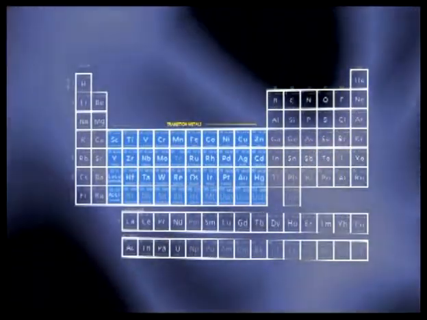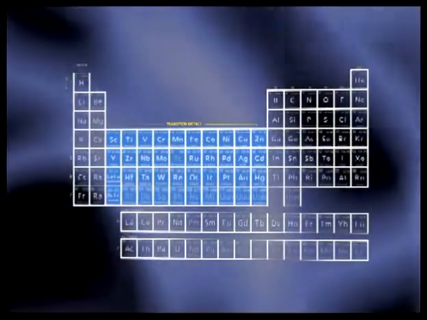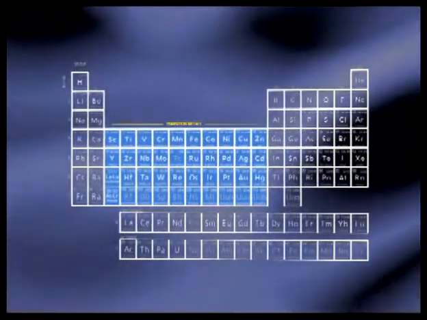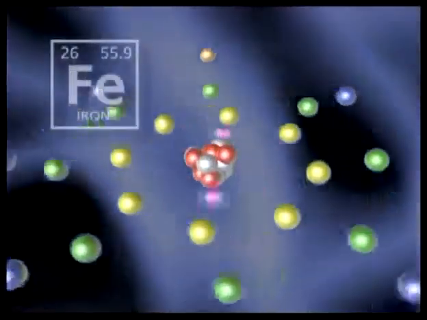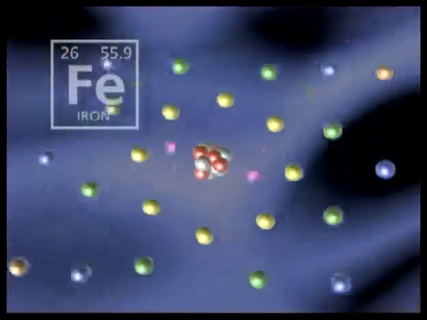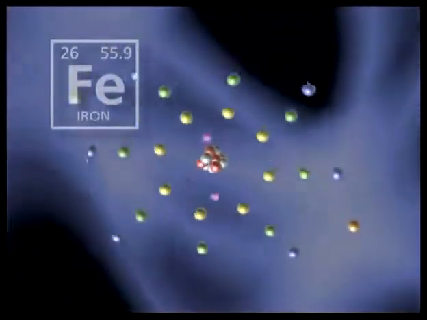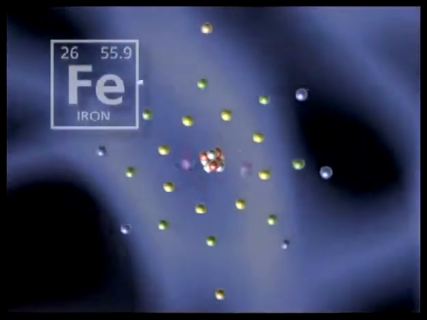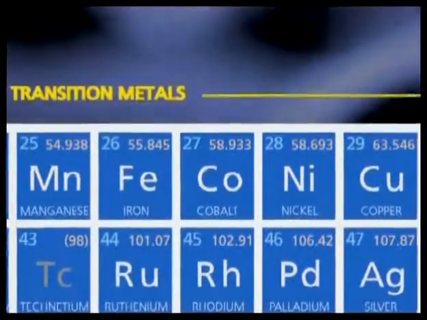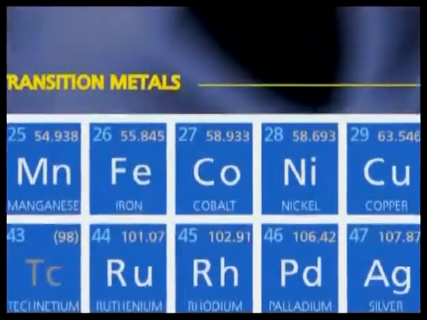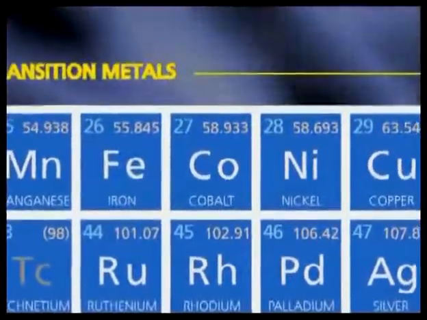Transition metals are different from other elements in that their valence electrons, the electrons they use to combine with other elements, are present in more than one shell. As a result, they don't always release the same number of electrons during chemical reactions. The most common transition metals are iron, cobalt, and nickel.